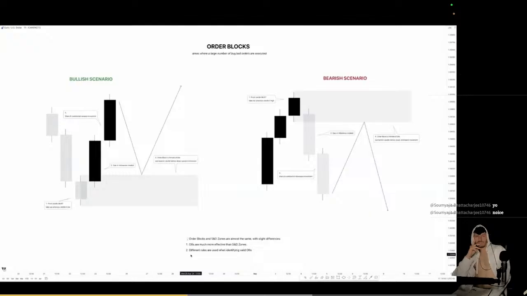And then there are also going to be different rules when we are identifying our valid order blocks, for example, this rule right here, and also the rule where there must be imbalance in price, and you will learn about it next. Yeah, so basically these are the main differences, right? Order blocks and supply and demand zones are pretty much the same thing. It's just that order blocks are more effective than supply and demand zones.